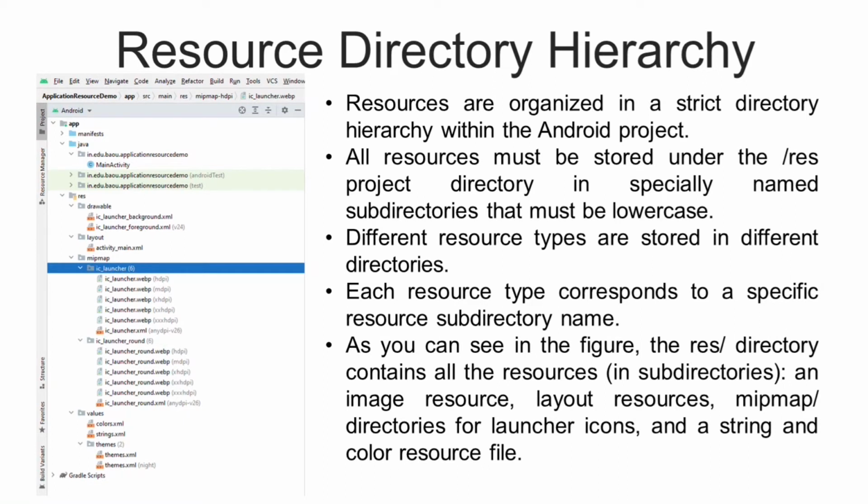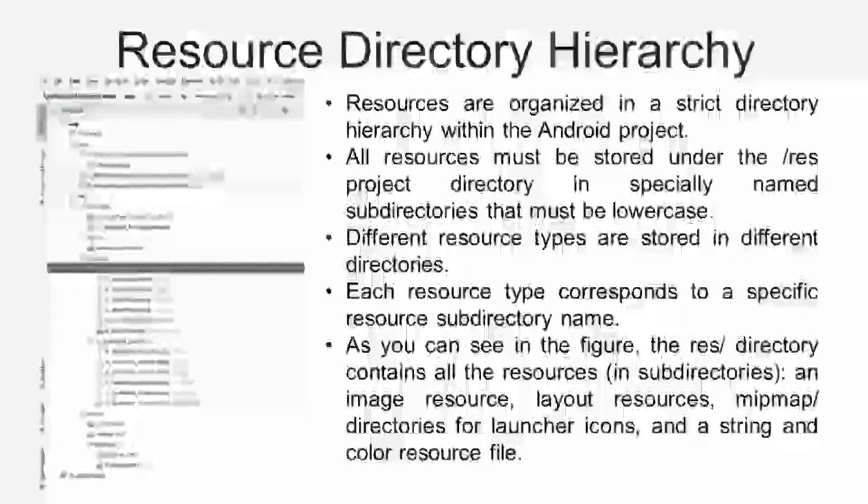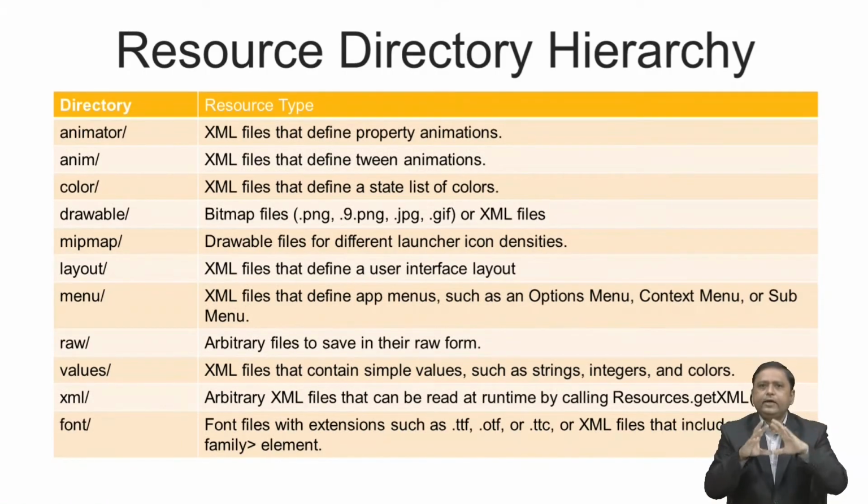As you can see in the figure, the resource directory contains all the resources in subdirectories: an image resource, layout resource, mipmap directories for the launcher icon, and string and color resource files. Now this is the default resource structure, right? But we can have other directories also that we can include inside this resource directory hierarchy.